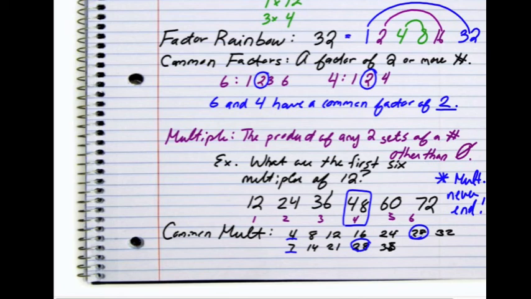Just a little memory trick for you to remember the difference between multiples and factors. In multiples, you have many, right? Multiples can never end, so there are many, many multiples. And in factors, you have few. You absolutely only have a set amount of factors that exist for each number.